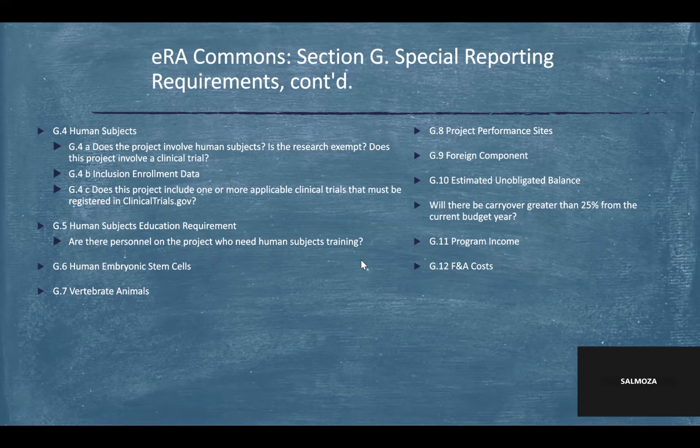So that part, we're relying on the PI to provide a human subjects education requirement. Are there new personnel in the project who need human subjects training? Stem cells, we don't really do any stem cells, so that's usually just an automatic no. We don't really do any animals either, so that's an automatic no. The performance sites, that's just double checking to make sure that it has all of the correct performance sites.